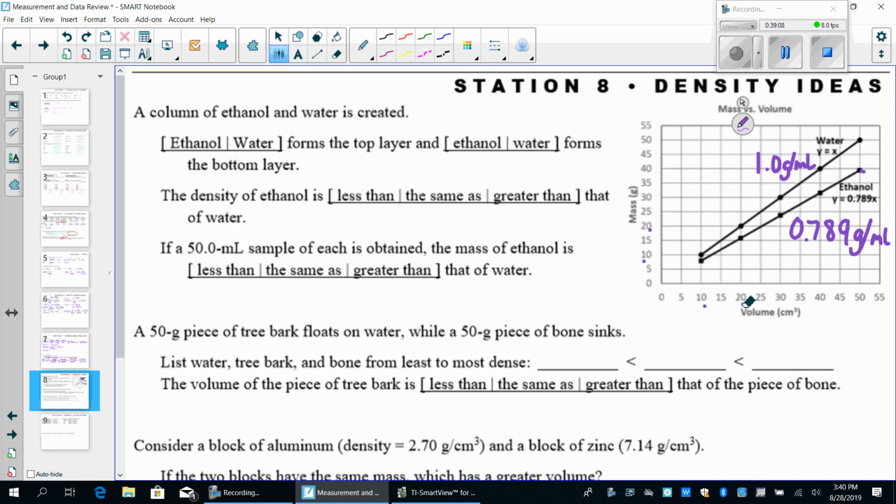So which one would form the top layer? Your ethanol is going to form the top layer because it's less dense, and then water is going to sink to the bottom. So the smaller the density, the more likely that it is to float. The density of ethanol is less than the density of water because it's at 0.789.